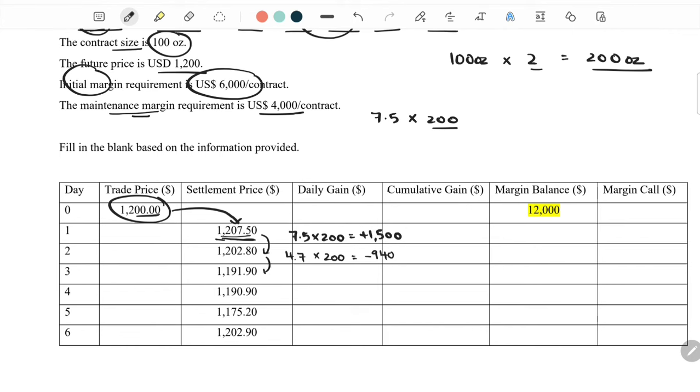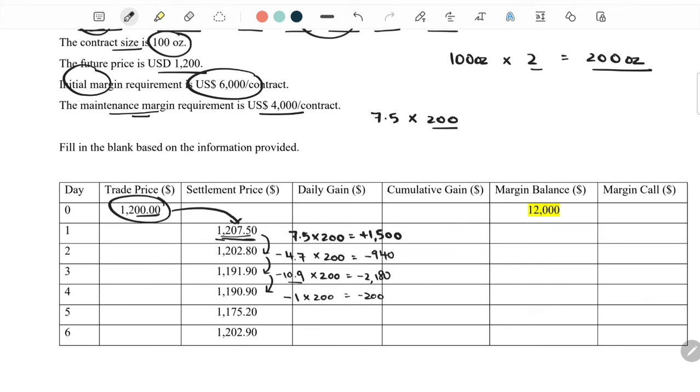And then the price reduced again. This time it reduced by 10.9, times 200 ounces, so the total loss here is negative 2,180. Then when it comes to day 4, it reduced again, by 1. So this time it is negative 1 times 200, which becomes negative 200.